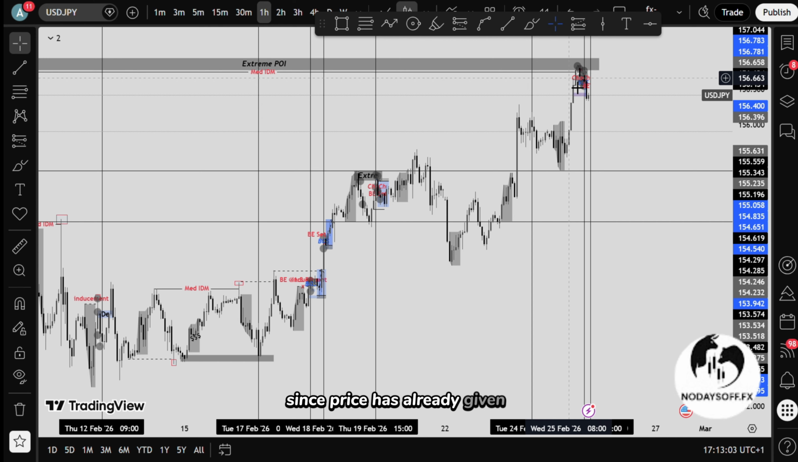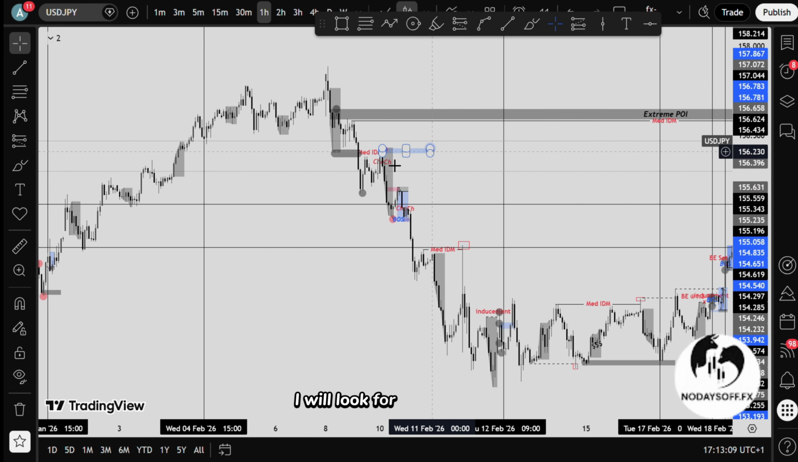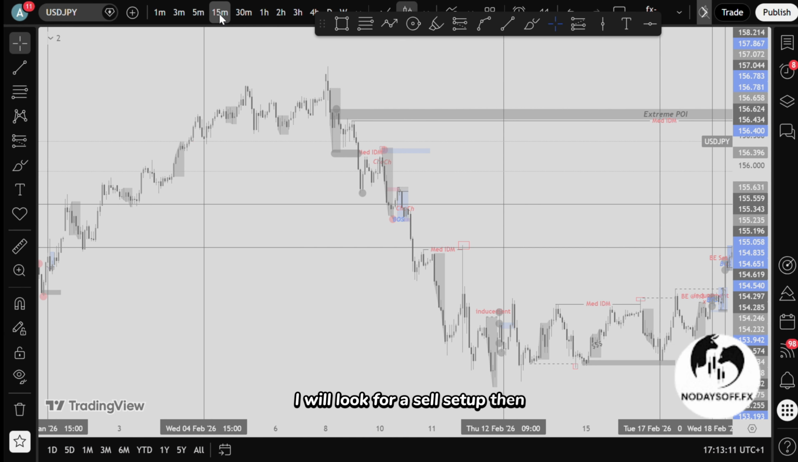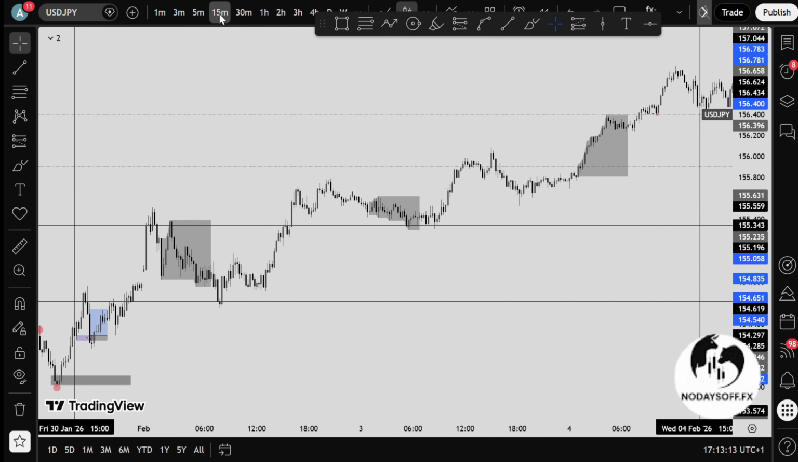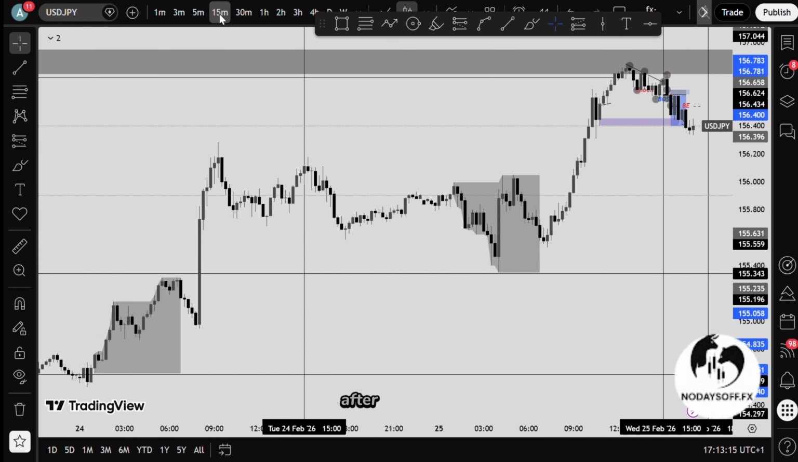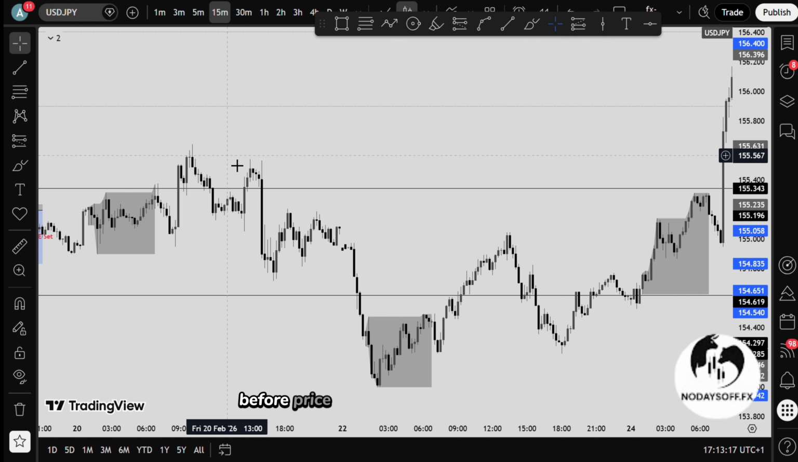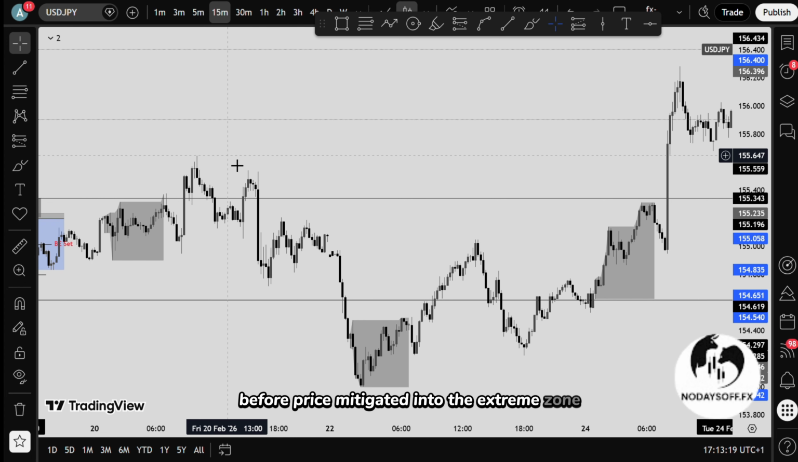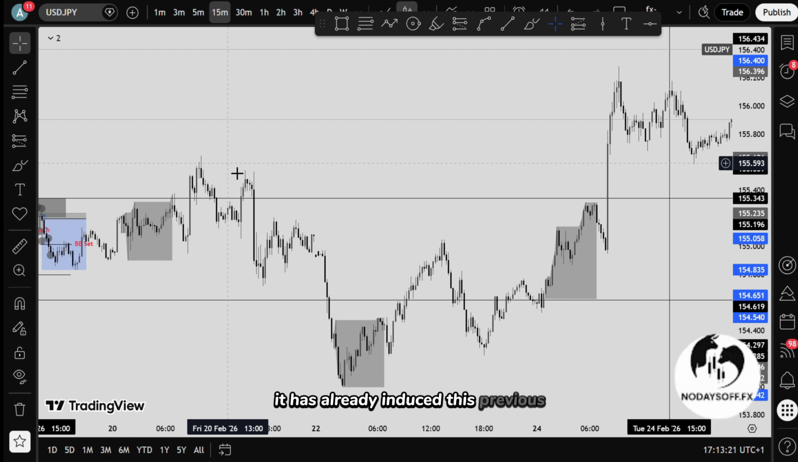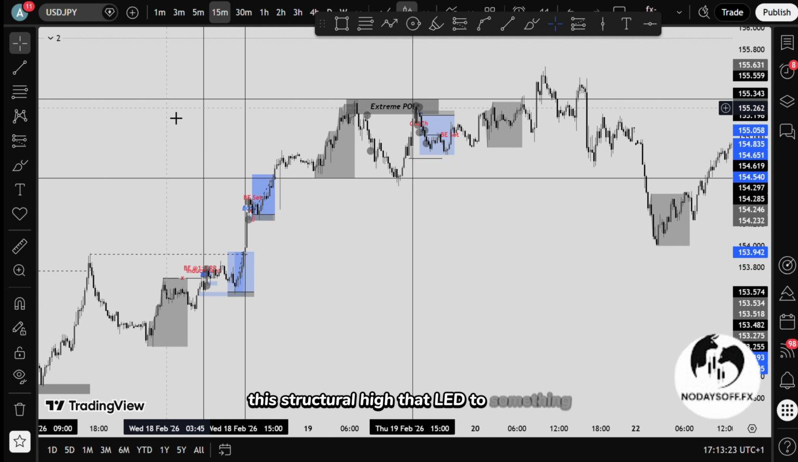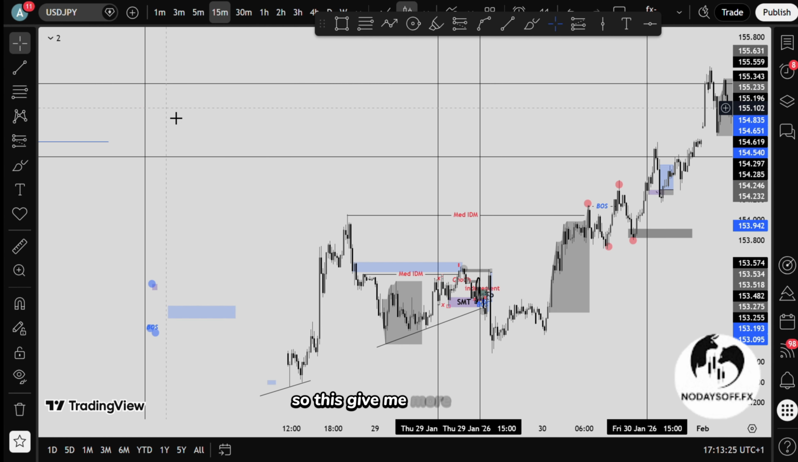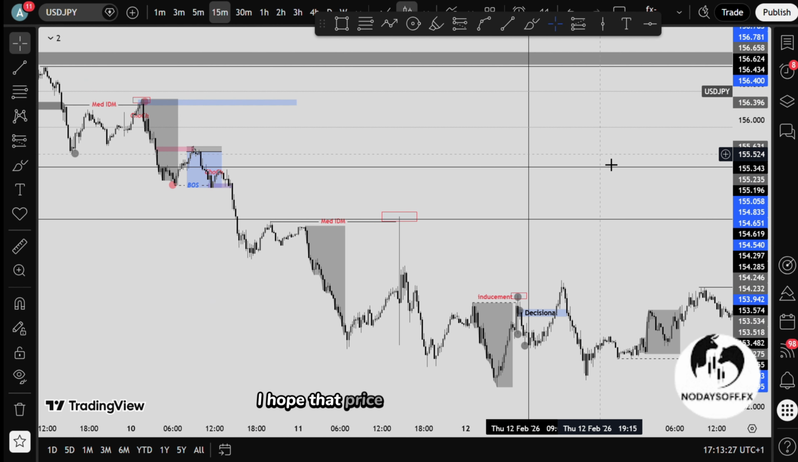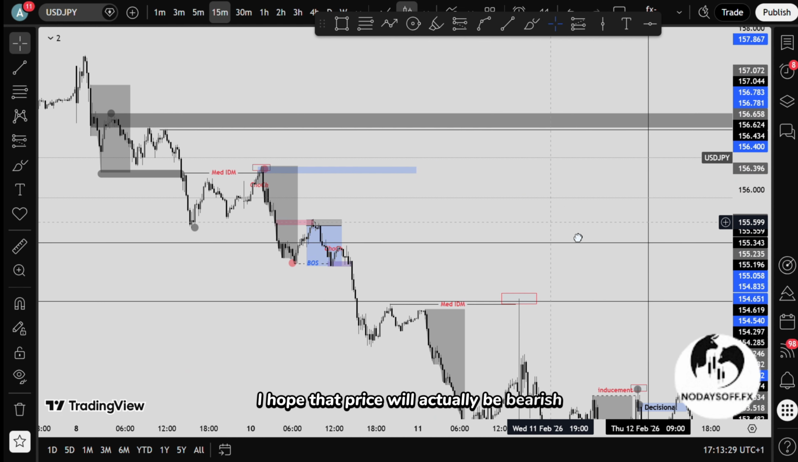Since price has already mitigated into my extreme zone, I will try to see whether I can look for a sell setup. Then, before price mitigated into the extreme zone, it had already induced this structural high that led to something. So this gives me more and more hope that price will actually be bearish for the meantime.